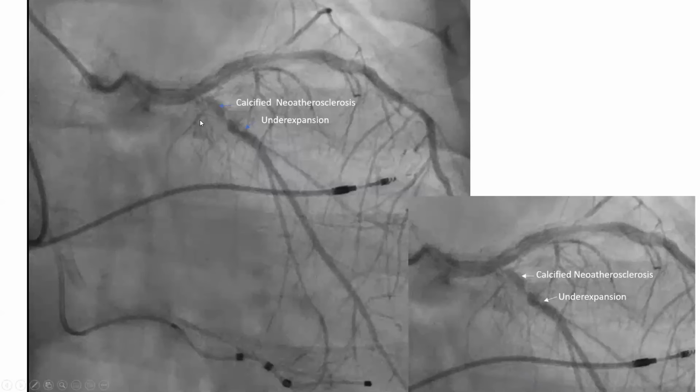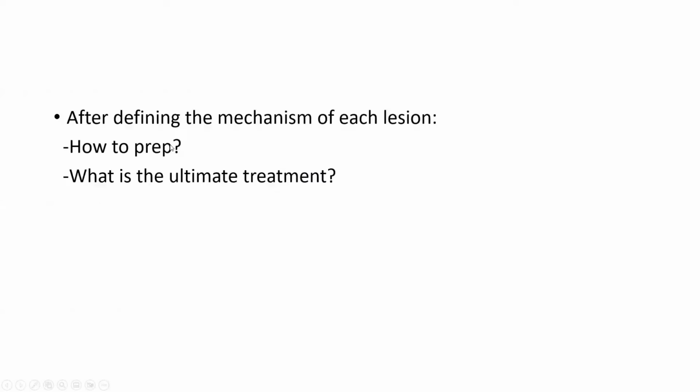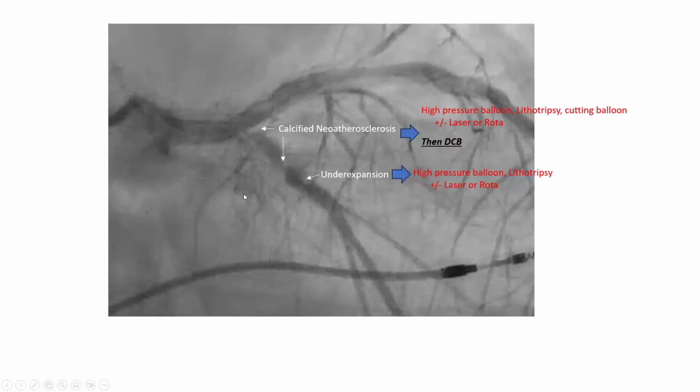So after defining the mechanism, we will proceed with treatment, and we will ask ourselves two questions: how to prep those lesions and what's the ultimate treatment. So how to prep? This is calcified neoatherosclerosis. How do we prep it? High pressure balloon, lithotripsy, cutting balloon, plus or minus laser or rota. That's the prep. Then the eventual treatment for neoatherosclerosis is DCB or DES.